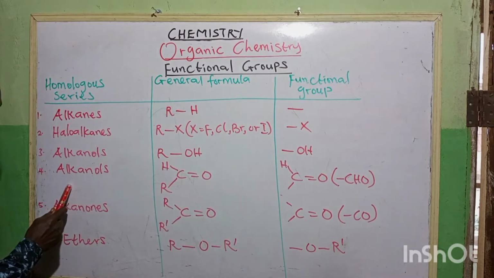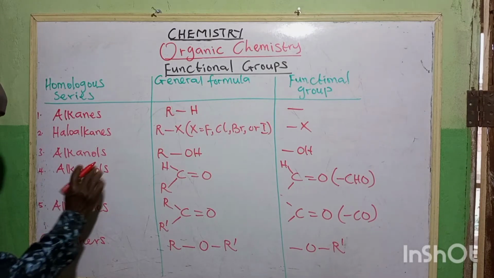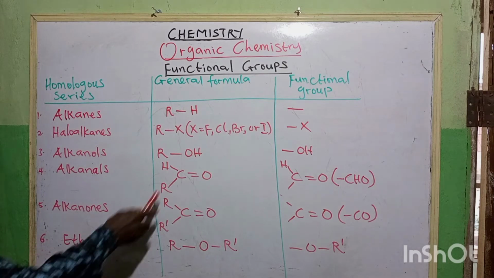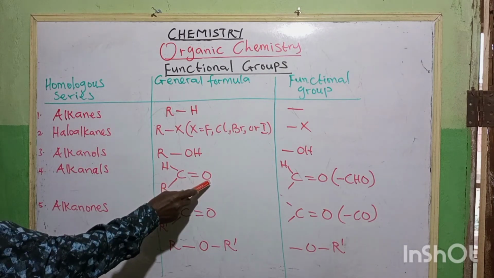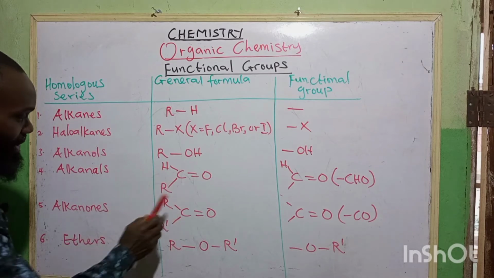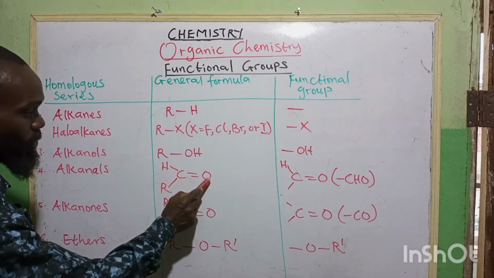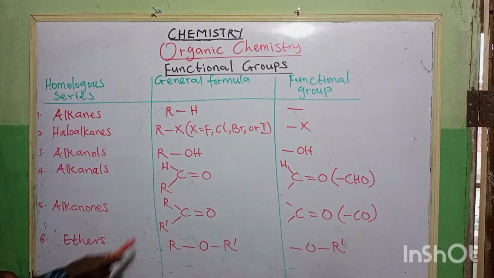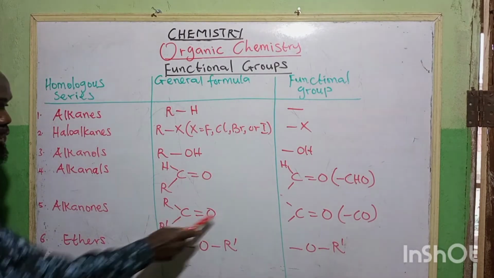Then we have alkanals, that is RC double bond O H. The functional group is HCO, that is CHO. Then the alkanones, we have RC double bond O R prime.